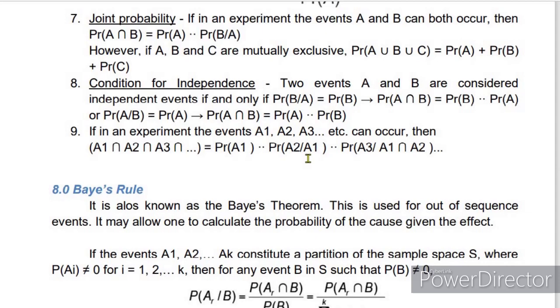Then you will multiply the probability of the third, A3, given the intersection of A1 and A2. So you should memorize this format for the condition of such an experiment that can occur.